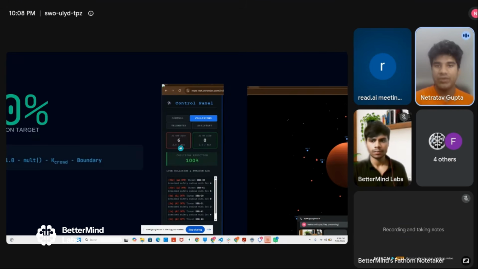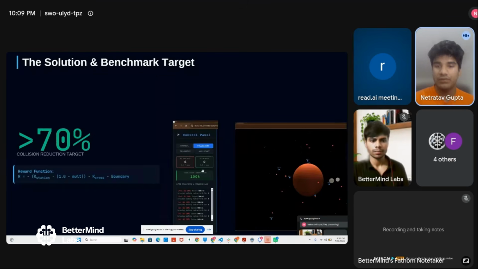AI off hits is when the AI model is not being demonstrated. It's not currently being used, and the satellites are just following their default orbits. As you can see here, the AI off hits got at least 6 hits, averaging around 3 hits a minute. But as soon as we implemented the AI on hits, we could see that there were no hits in this specific testing cycle, and we had a collision reduction of 100%. So this shows that our AI model is doing really, really good.